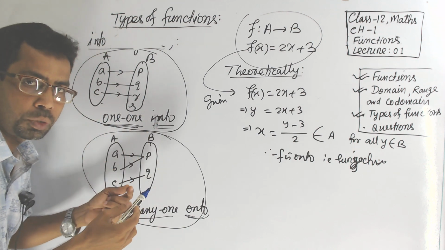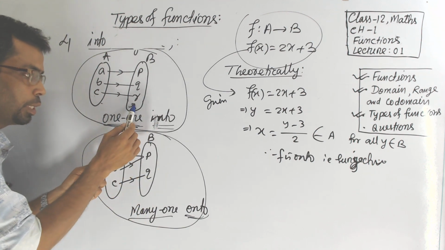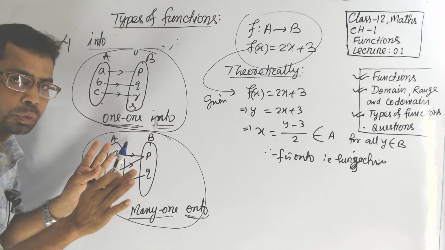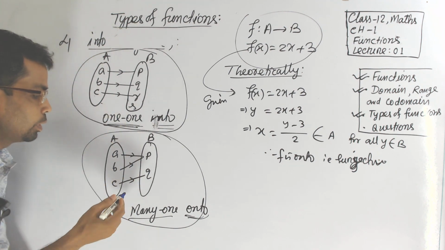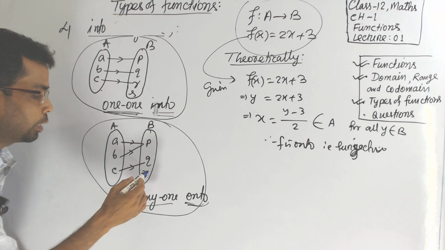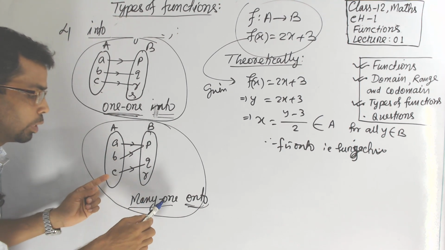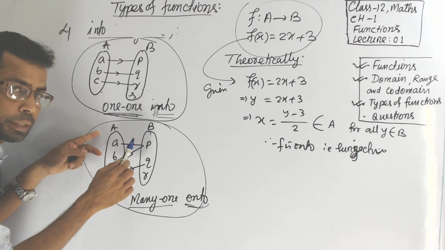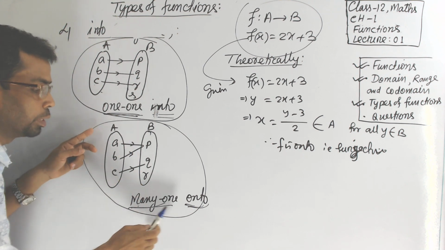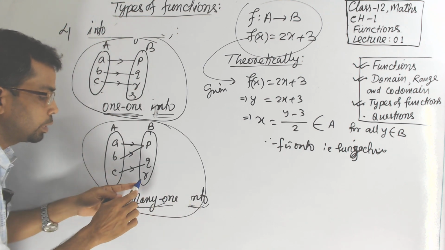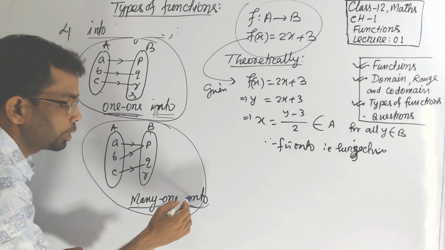A function which is not onto is called into. Since this element is not having a pre-image, it is not onto. In the second diagram, also I'll take one element, say R. R is not having any pre-image. So this diagram represents a many-one function because two different elements have the same image, which makes the function many-one. And then this element R is not having a pre-image, which makes the function into.